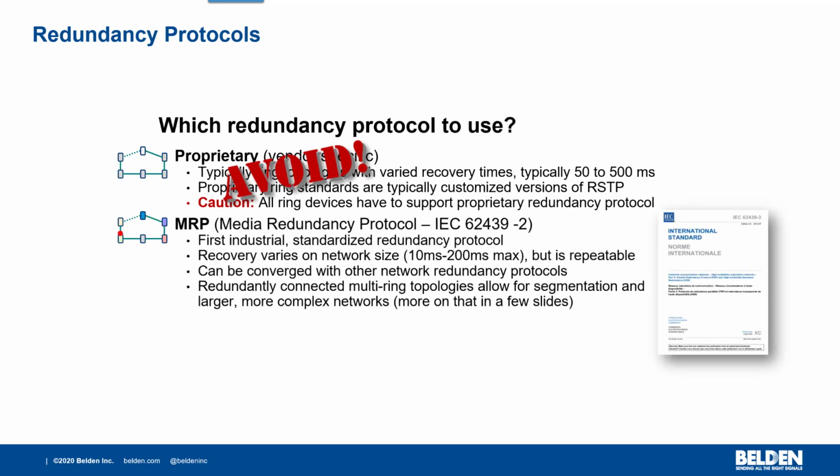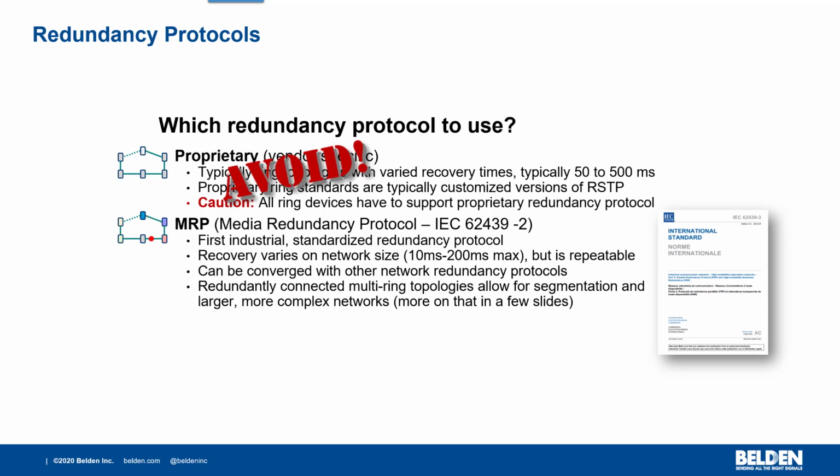Next, we have MRP, or Media Redundancy Protocol. This is an IEC 62439 spec that provides data recovery in as little as 10 milliseconds for smaller deployments, but a maximum of 200 milliseconds for larger deployments in networks of 50 ring switches. This obviously does not include additional switches that are then hanging off of the ring, so we're talking about some very sizable networks.